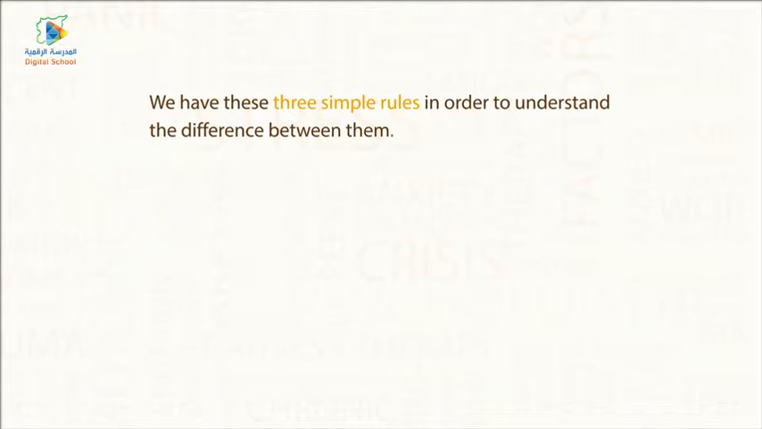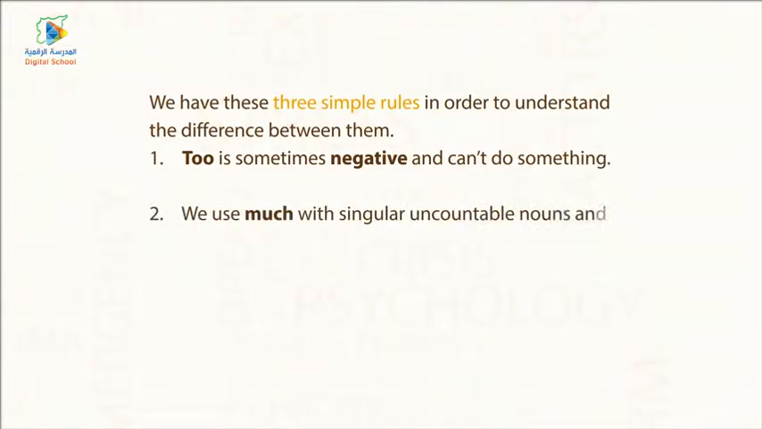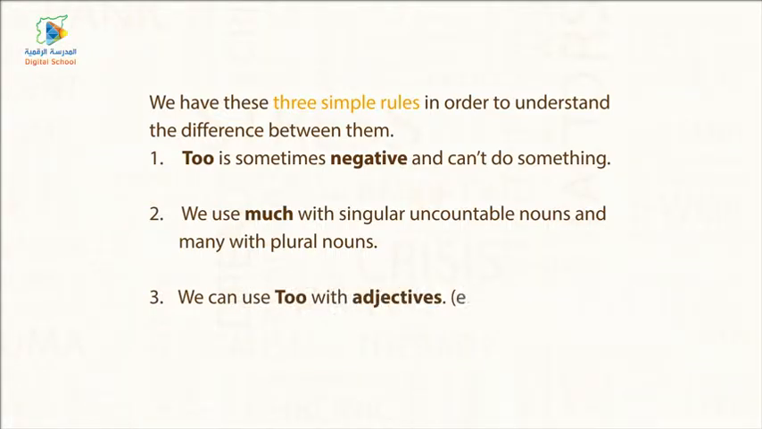We have these three simple rules in order to understand the difference between them. 1. Too is something negative and can do something. 2. We use much with singular uncountable nouns and many with plural nouns. 3. We can use too with adjectives. For example, it's too cold to walk.